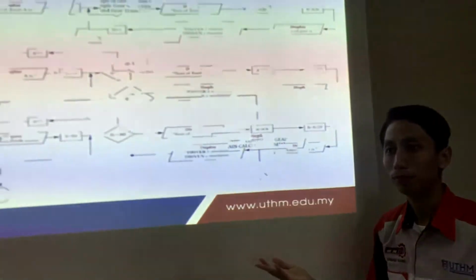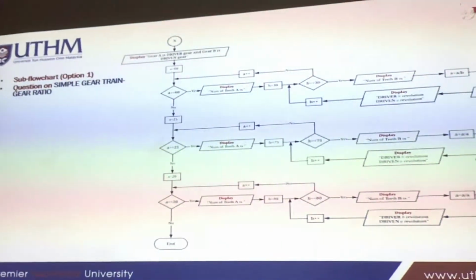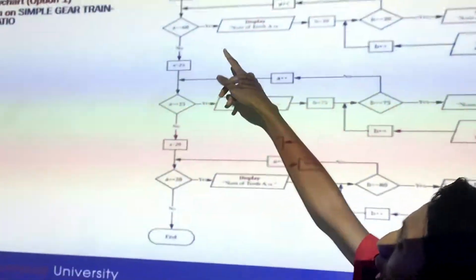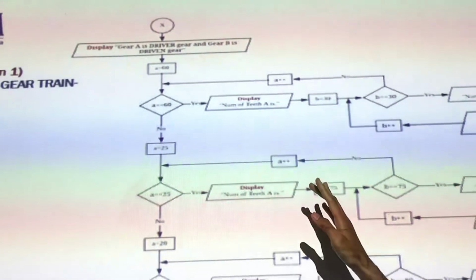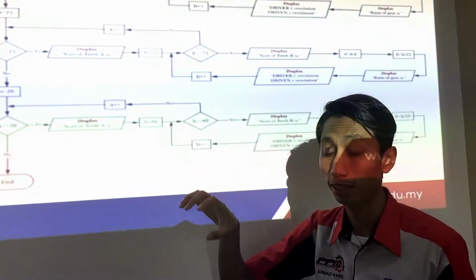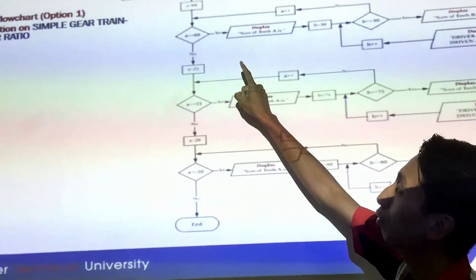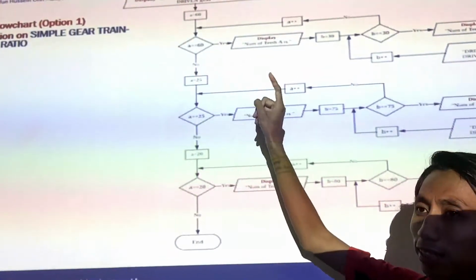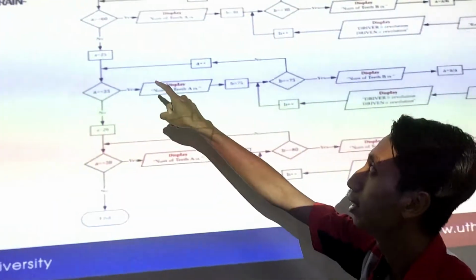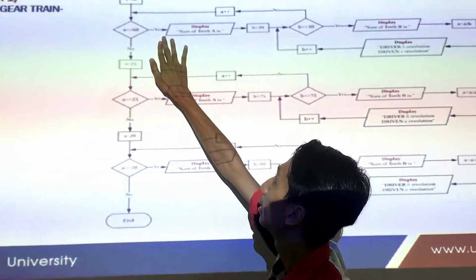Now we go to the sub flow chart for option 1. Here I display that gear A is the driver gear and gear B is the driven gear. I have stated which is the driver and which is the driven first. Next I set the value for A. Gear A is 60. When gear A equals 60, we go to this process here.